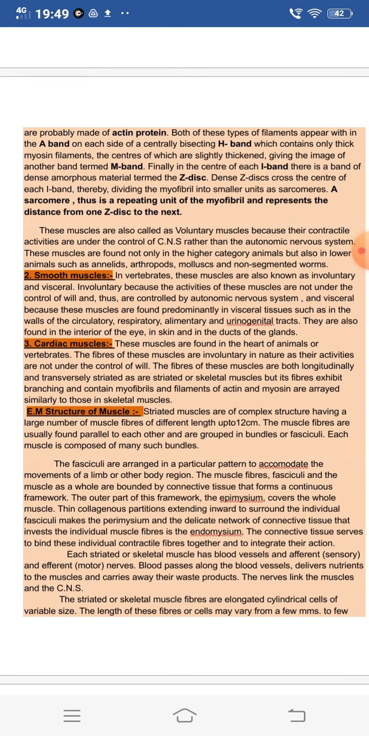The fibers of these muscles exhibit branching and contain myofibrils and filaments of actin and myosin, arrayed similarly to those in the skeletal muscles. So these cardiac muscles are also made up of myofibrils composed of actin and myosin filaments, arranged just like the skeletal muscles.